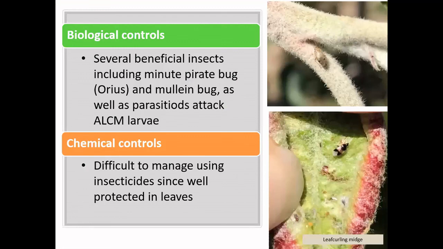So there are several beneficial insects that are really excellent at controlling apple leaf curling midge populations, including mullein bug and Orius, or minute pirate bug. These can be very effective in getting inside those curls and eating the soft-bodied insects. So really trying to select an insecticide program that is soft on these beneficials is really important. It's also really difficult with an insecticide program specifically for leaf curling midge because they are curled inside the leaf and protected inside the leaf. So trying to select products that do have efficacy against these can be really difficult, which is why it's important to try and support those beneficial populations.